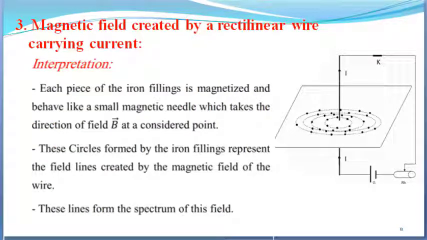Now we want to interpret this experiment. Each piece of the iron fillings is magnetized and behaves like a small magnetic needle which takes the direction of field B vector at a considered point. These circles formed by iron fillings represent the field lines created by a magnetic field of the wire. These lines form the spectrum of this field.